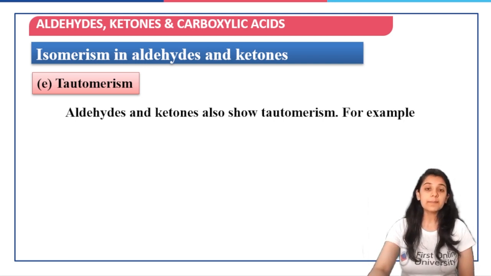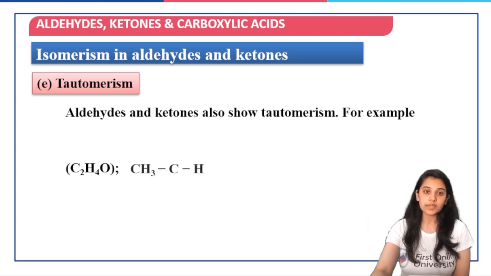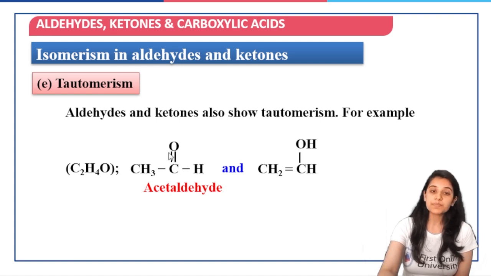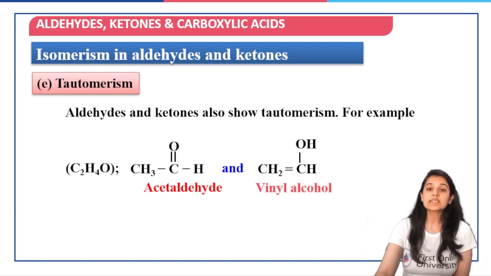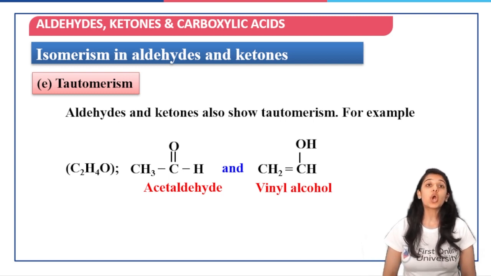Okay, so when we see the example of it, we'll be able to understand it better. If we have the molecular formula C2H4O, we can have the formation of acetaldehyde. Now, what will happen is that we can have this double bond or this pi bond shifting here and this hydrogen shifting here. So there is going to be a shift of hydrogen from here to here, forming OH here and a double bond here. This is the vinyl alcohol that is getting formed, and this type of isomerism is called tautomerism.